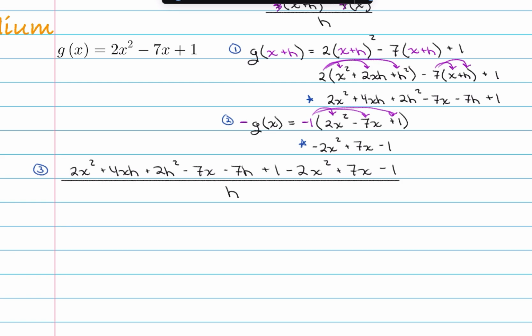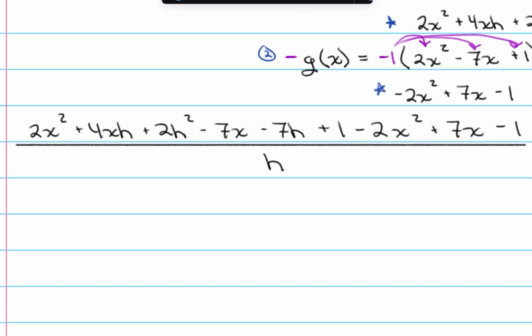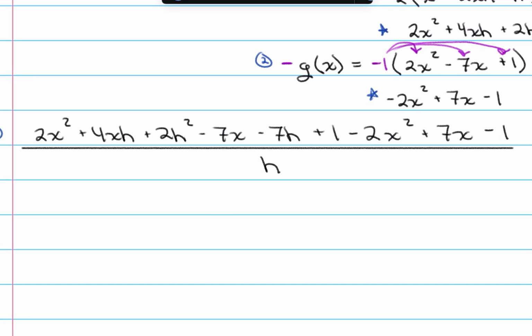So if you remember from the mild example, I told you anything without an h should cancel out. So I have 2x squared here, and I have a negative 2x squared here. Those become 0, so they cancel. I have a 4xh that has an h in it. I'm going to leave it alone. I have a 2h squared that has an h in it. I'm going to leave it alone. But I have a negative 7x and then a 7x. So those also become 0, cancel out. I have a negative 7h that has an h in it. I'm going to leave it alone. But then I have a positive 1 and a negative 1, so those also cancel out.